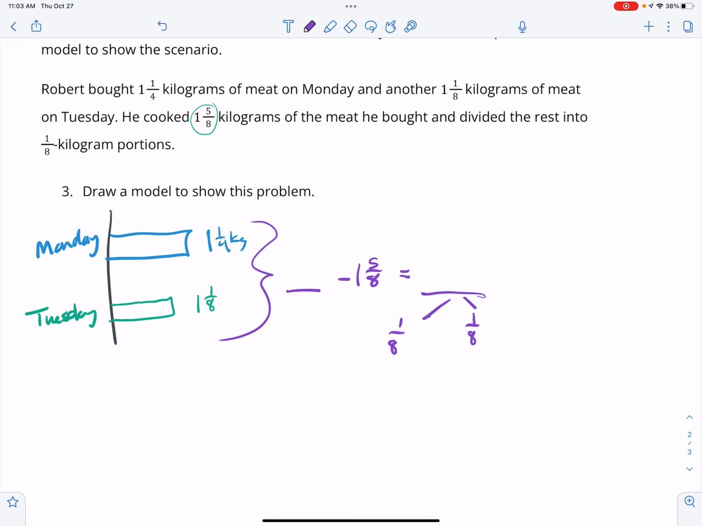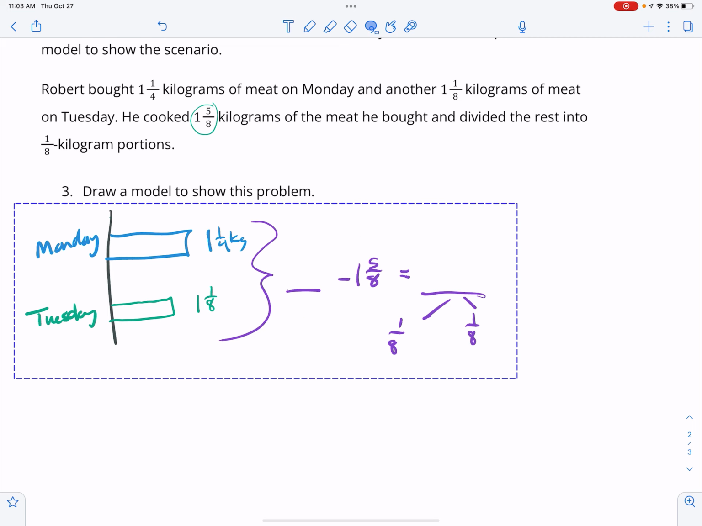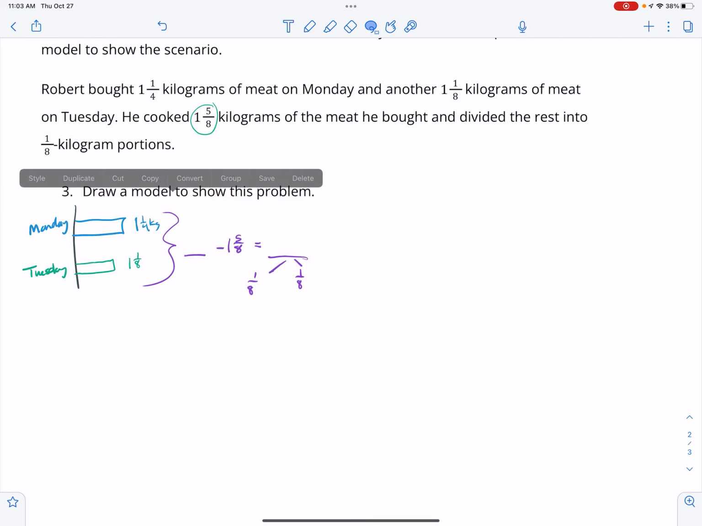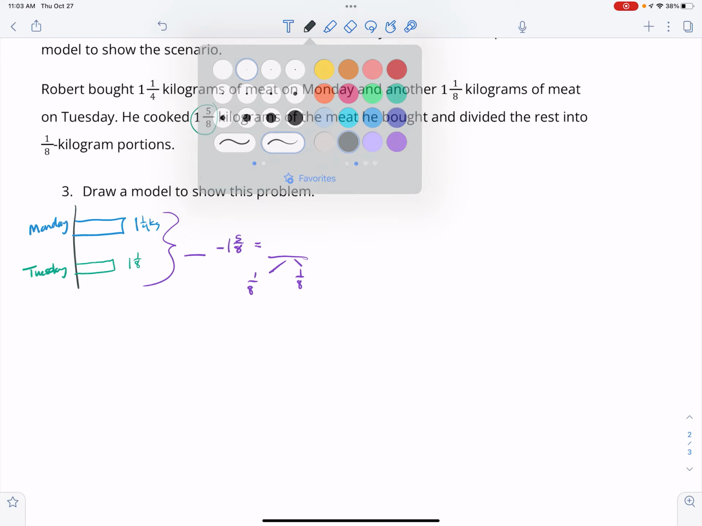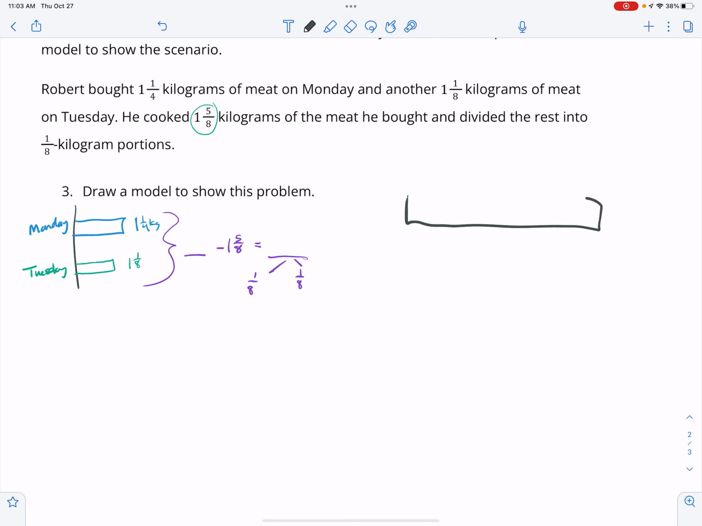Now, as you can see, 2 bar models on this one seems really less than ideal because you have a lot of information that doesn't quite fit very well. So I'm going to quickly shrink this down and look at, well, if that doesn't work and gets confusing, what if we just do 1 big bar? So here is all of the meat that Robert bought. And on Monday, he bought 1 1/4 kilograms. And then on Tuesday, he bought 1 1/8.